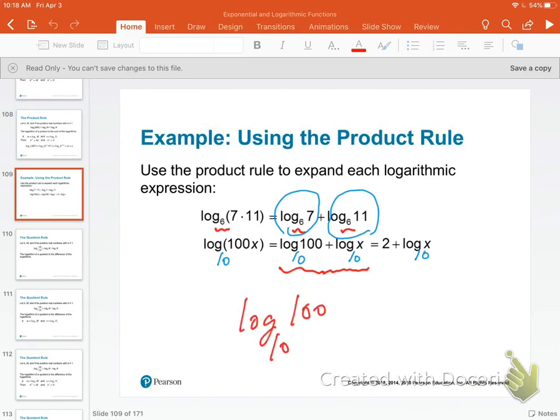Here we can simplify log 10 of 100. What is log 10 of 100? It's the number 2, right? Remember, we have the counterclockwise direction: 10 to the second power is 100. So log 10 of 100 is 2. We got 2 plus log 10 of x as the answer after the product rule.